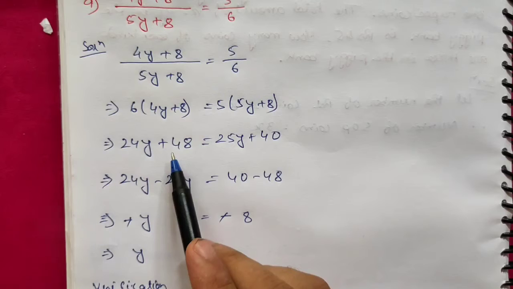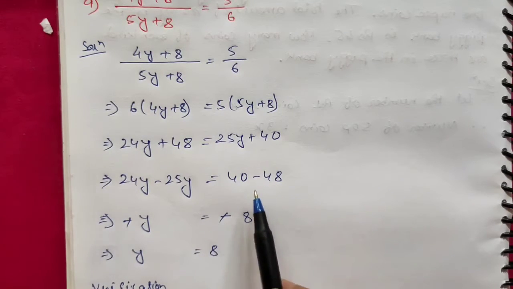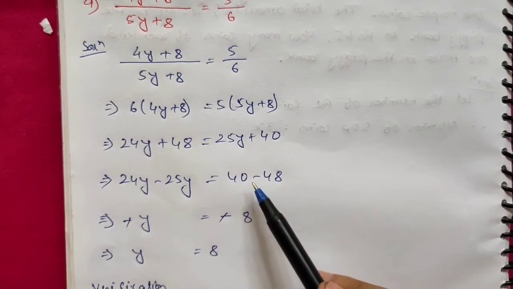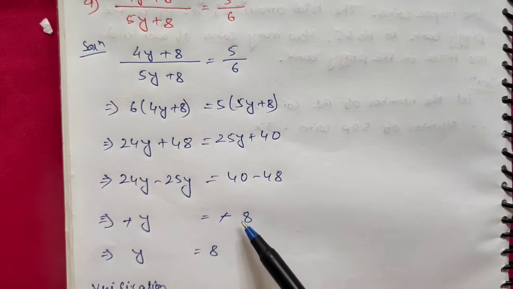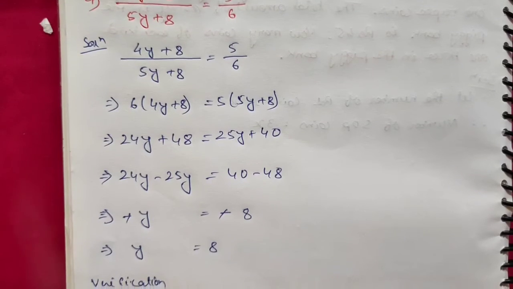And from left hand side we have bring 48 to the right hand side and it became minus. So 24y minus 25y is what? Minus y. 40 minus 48 is minus 8, right? Minus minus got cancelled, y equal to 8. So we have find the value of y as 8.